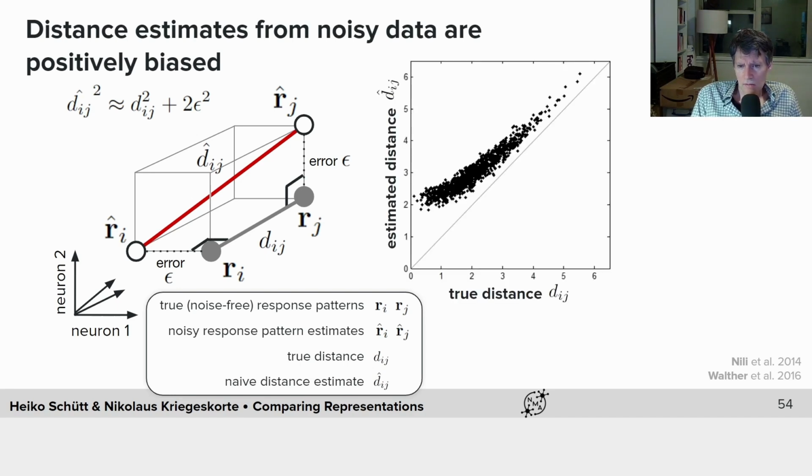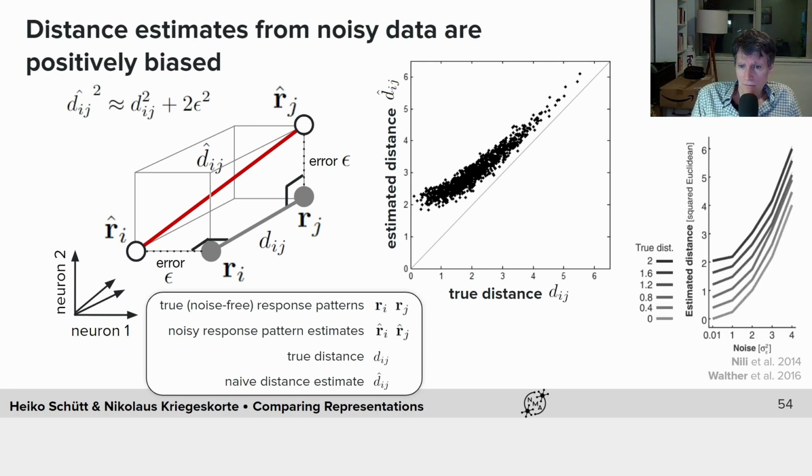Here I've simulated this. I generated some random patterns of different true distances. Then I added noise, and I'm plotting the true distance, so the Euclidean distance without the noise, versus the Euclidean distance with the noise. And unsurprisingly, we see this positive bias. So all of the points are above the identity line here. And it's particularly serious for the case when the true distance is very small. Note that here what I'm plotting is actually the distances, not the squared distances. If I plotted the squared distances, then you'd see just a shift and you wouldn't see this nonlinear effect.